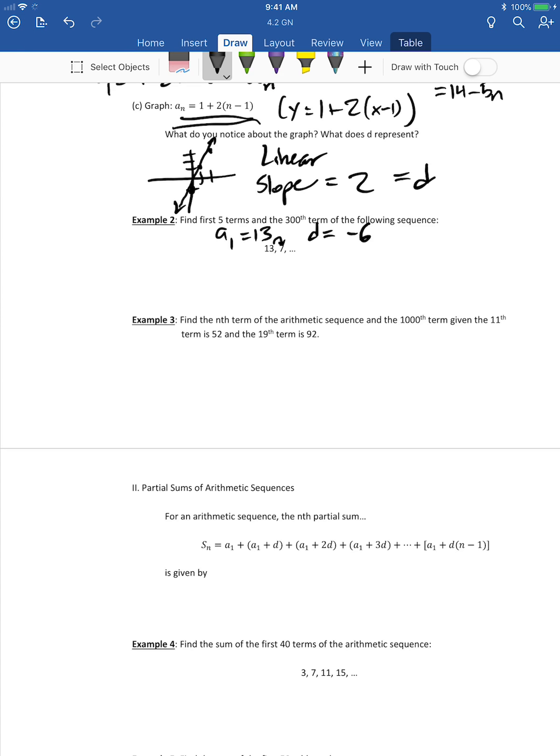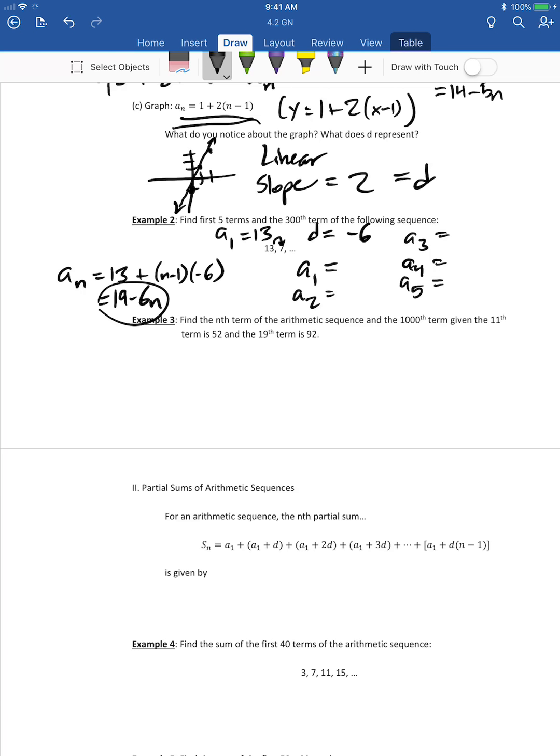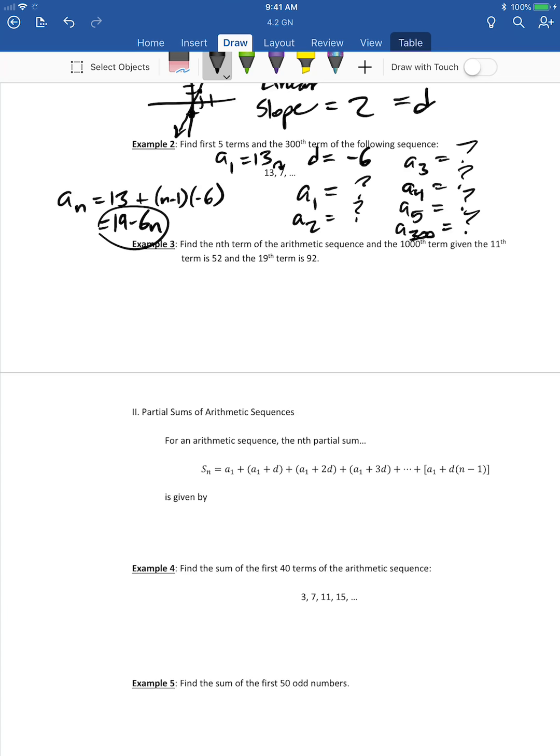So a_n is 13 plus (n minus 1) times -6. If I distribute the -6 and simplify this, it is 19 minus 6n. I'm going to let you use this formula to find the first 5 terms. You're just plugging in 1 for n for a1, then a2, a3, a4, a5, and then for the 300th term, you're still just plugging in 300 for n. Go ahead and do these problems on your own. We can talk about those answers if you're confused.